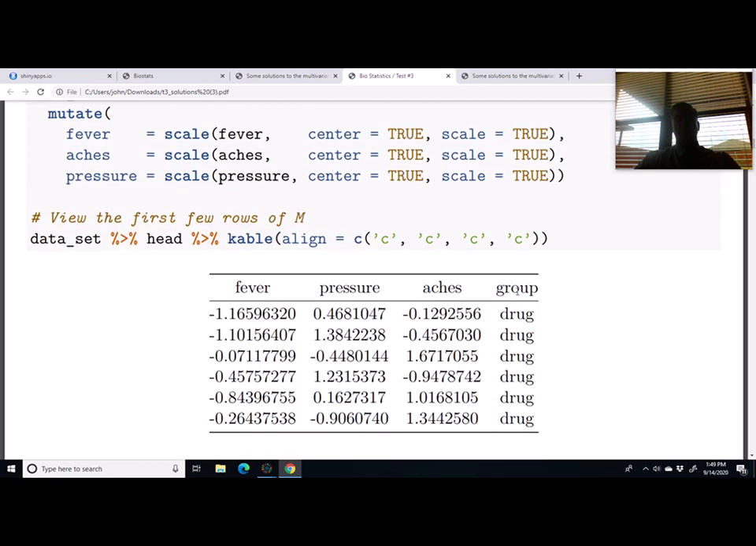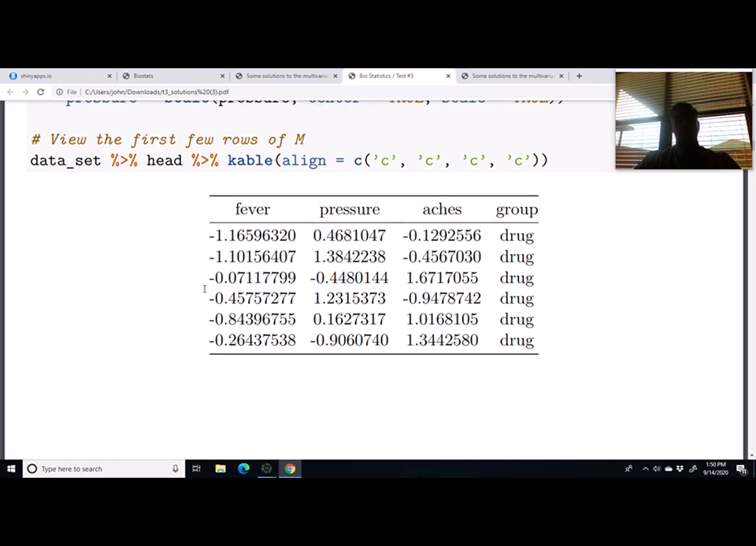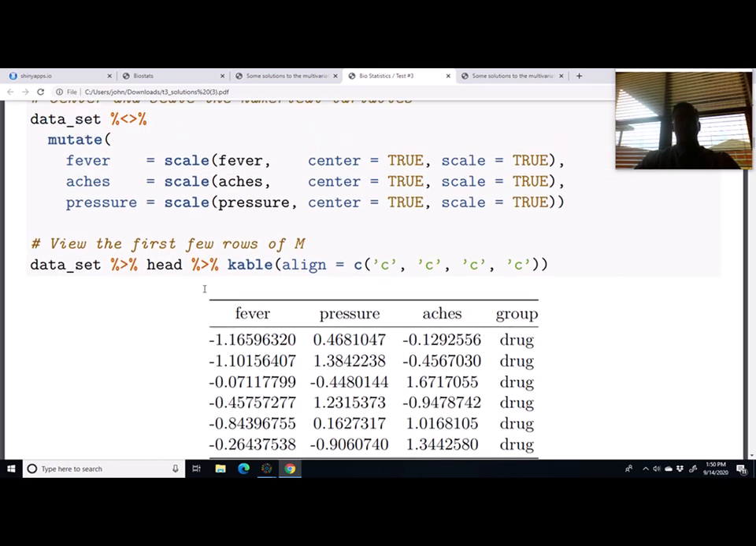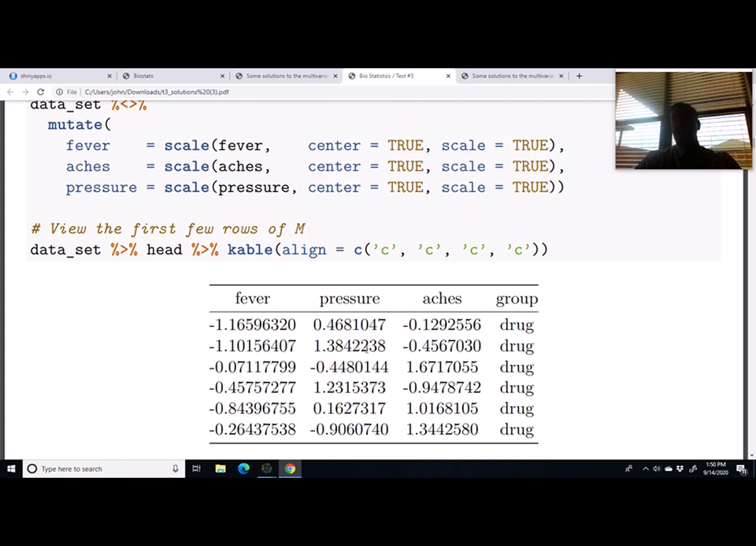And now when we relook at the data set, we have some negative numbers and things are kind of centered around 0. So we've made these measurements comparable. We can add them together. There's no more units because the units for the standard deviation are the same as the units of the original quantity that you work with. And then we'll be able to add these together.